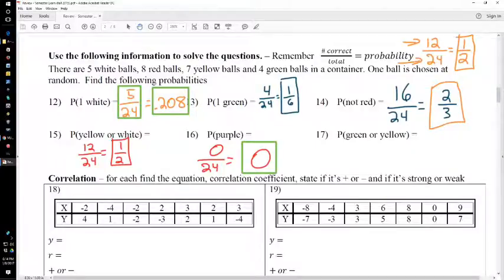Anyways, last but not least, probability of green or yellow. And if you don't try this one on your own, shame on you. Try it on your own. Green or yellow. So add up the greens and yellows. We got 7 plus 4. That's 11. So 11 over 24. That does not reduce because 11 is prime. So the answer is 11 out of 24.